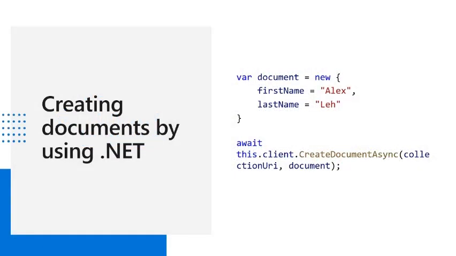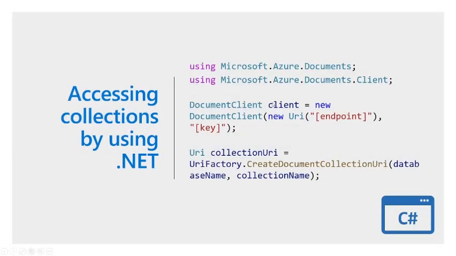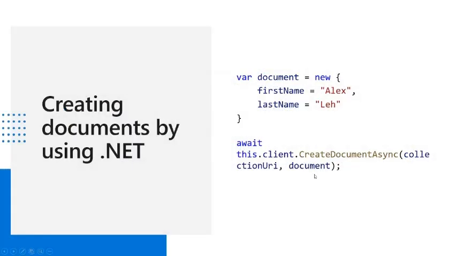Then if you want to create a document by using .NET, you have a document like this, and then you just call the client which we just had, CreateDocumentAsync, and then we have the collection URI which we created in the previous example. We use it here, along with the document object we just declared, and that's how we created a document.